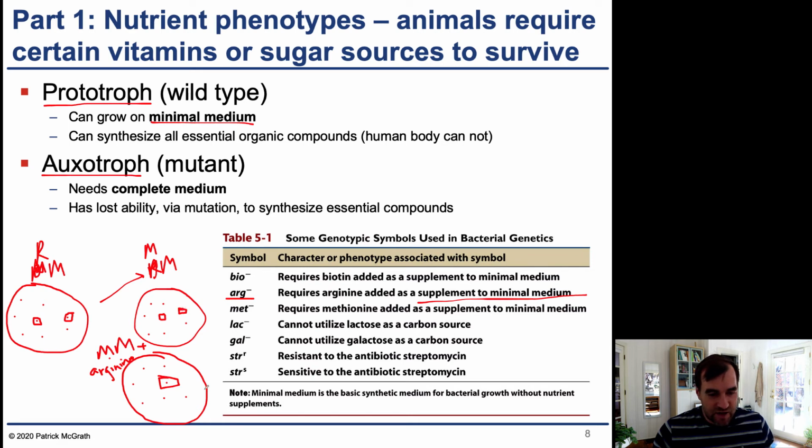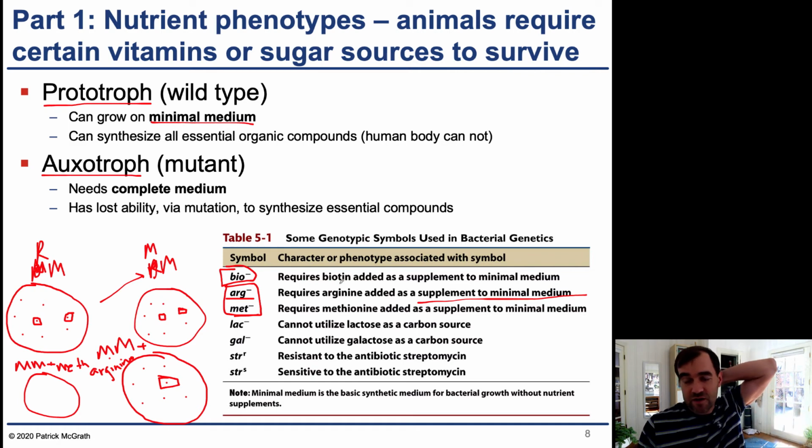This guy is unable to live. We give it arginine, it's still not able to live. So maybe this guy right here is met minus. The way we would test that is to try minimal media plus supplemental methionine. If it was able to grow, lo and behold, we know that this is a met minus mutation. All 20 amino acids are examples of that. It might not be able to synthesize an amino acid. It might not be able to synthesize a certain vitamin. Biotin is an example of an essential vitamin that we need as a cofactor for some reactions.